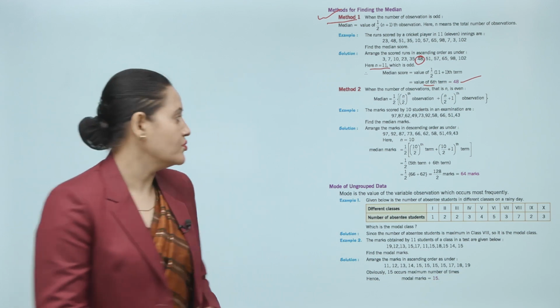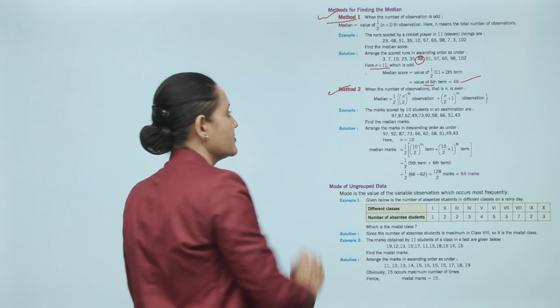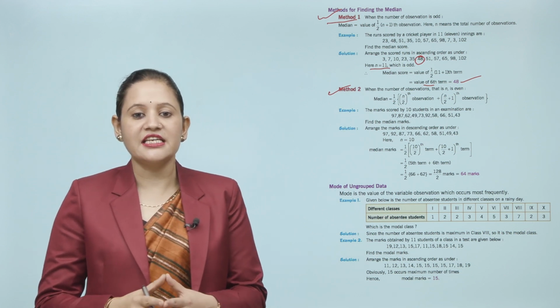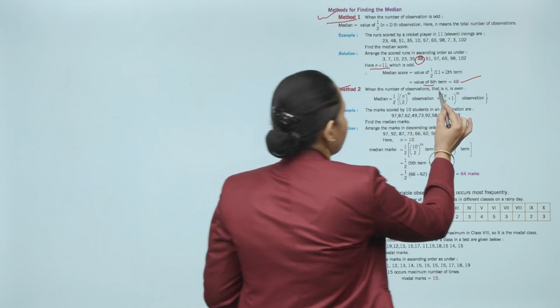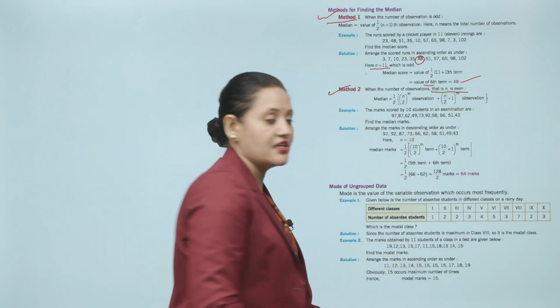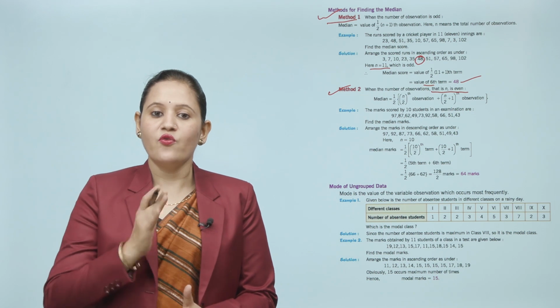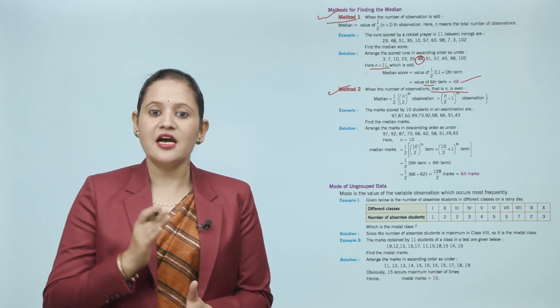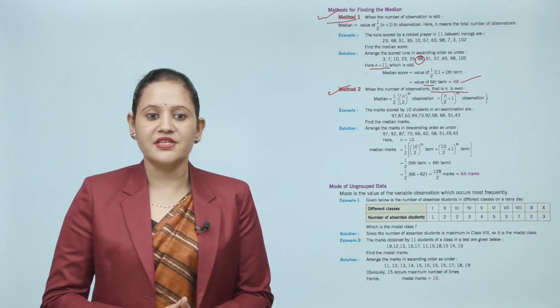Now method 2. When the number of observations, that is n, is even. If the number of observations is even, then median equals 1 by 2 of the (n upon 2)th observation plus the (n upon 2 plus 1)th observation.